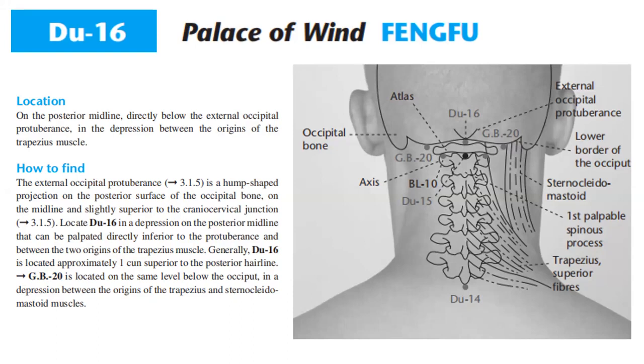Generally, DU16 is located approximately 1 cun superior to the posterior hairline. GB20 is located on the same level below the occiput in a depression between the origins of the trapezius and sternocleidomastoid muscle.